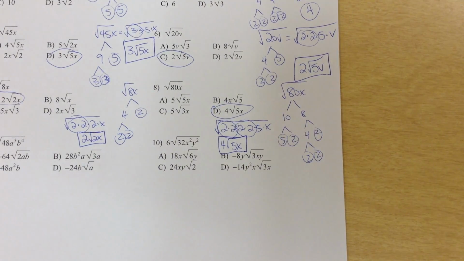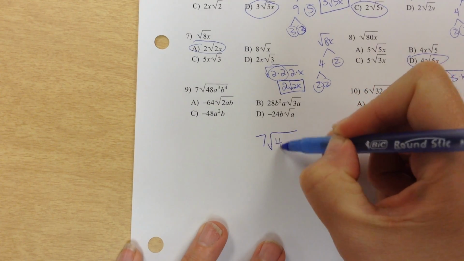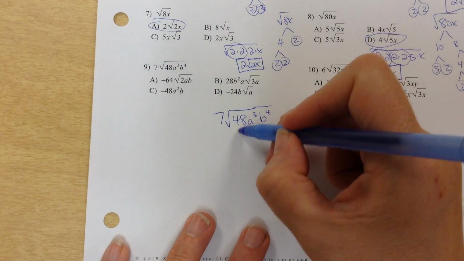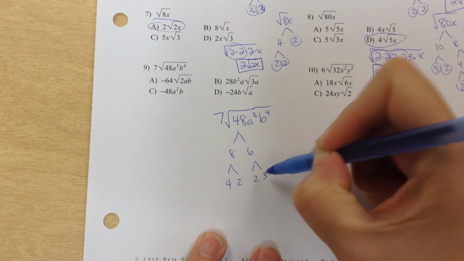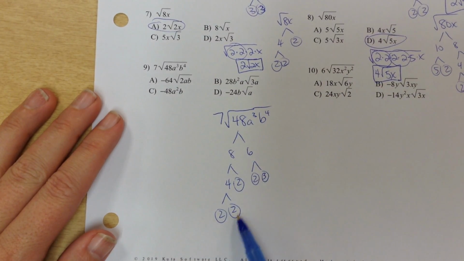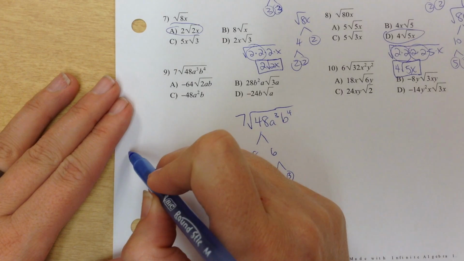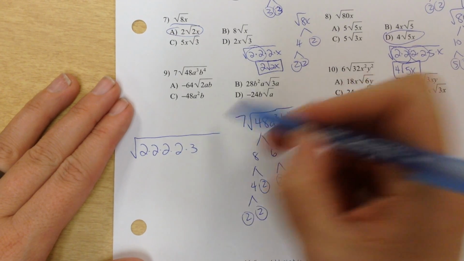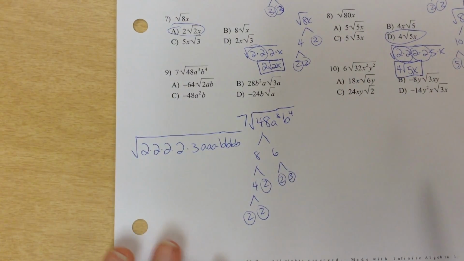Okay, last set here. These have a coefficient out front. So 8 times 6 is fine. So I have 2 times 2 times 2 times 2 times 3. And then I have my A's and my B's. So I'm going to write everything over here. So 2, 2, 2, 2, 3, A, B, B, B, B. Okay. And then I also have this 7.